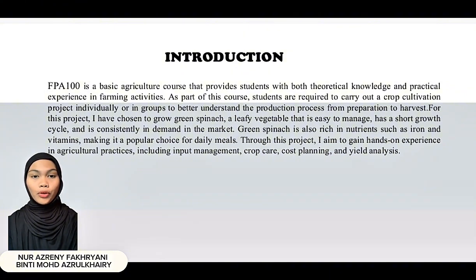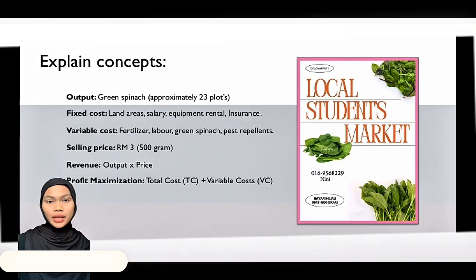the crop production process. I chose to grow spinach because it's easy to manage and matures quickly, in 3 or 4 weeks. It has consistently stable market demand. It's rich in iron and vitamins, making it ideal for everyday diets. Through this project, I aim to learn how to manage inputs like seeds, fertilizer, and labor. Practice crop care techniques like watering, pest control, plant costs, and estimated yields.